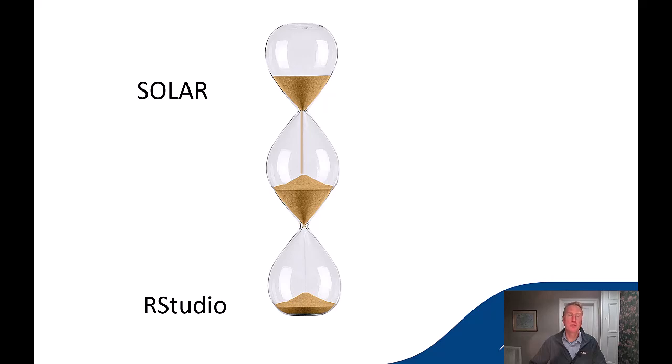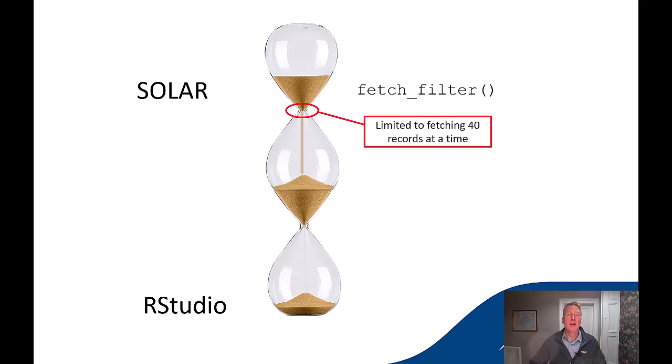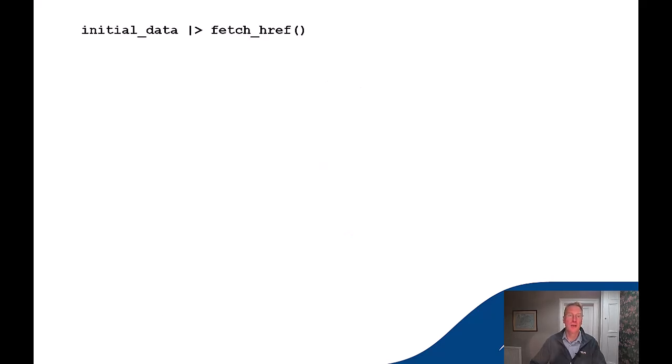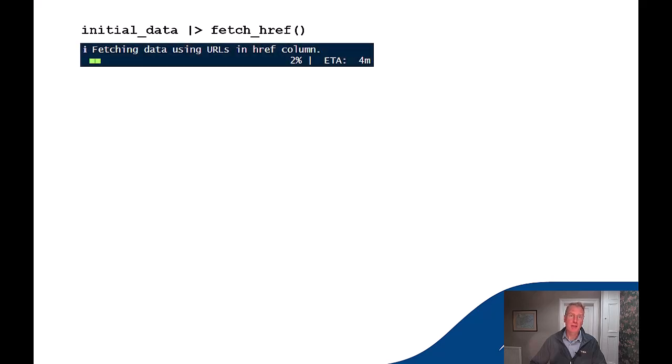What I first of all need to explain to you is how the data we get from the Surpass APIs, or Solar as we've called it, gets to RStudio. Well, with that first fetch, using fetch filter, you can only get 40 records at one time. So those 805 records were received 40 at a time. And then when we want to go digging into each individual one, we use the fetch href function, and that can only fetch 1 record at a time. So we're going to do 805 repetitions of that function to get at the 805 assessments on that day of interest. So when we use fetch href, it takes a little bit of time. On this particular occasion, 4 minutes to download 805 records.